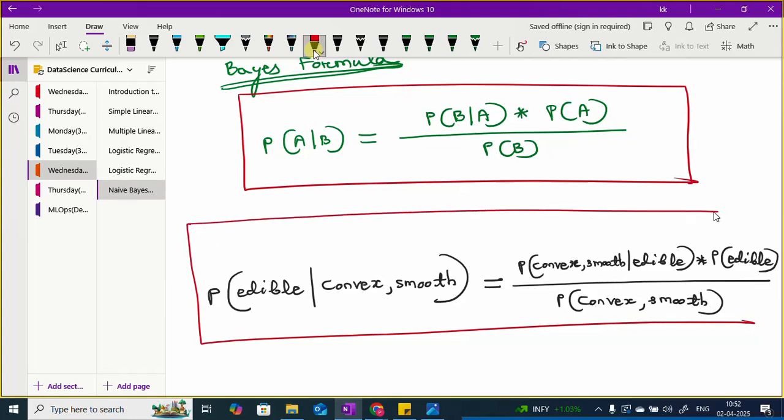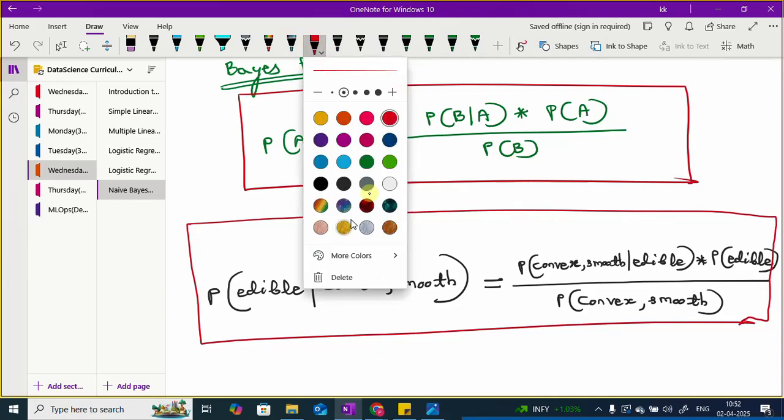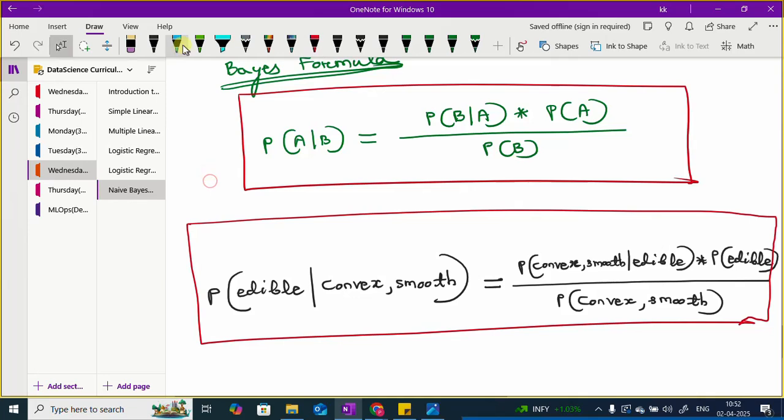Both are same or not? I'm just putting in a different formula altogether. Think about only one thing. Assume, think about this B term. This B is the same as the combination of both convex and smooth.